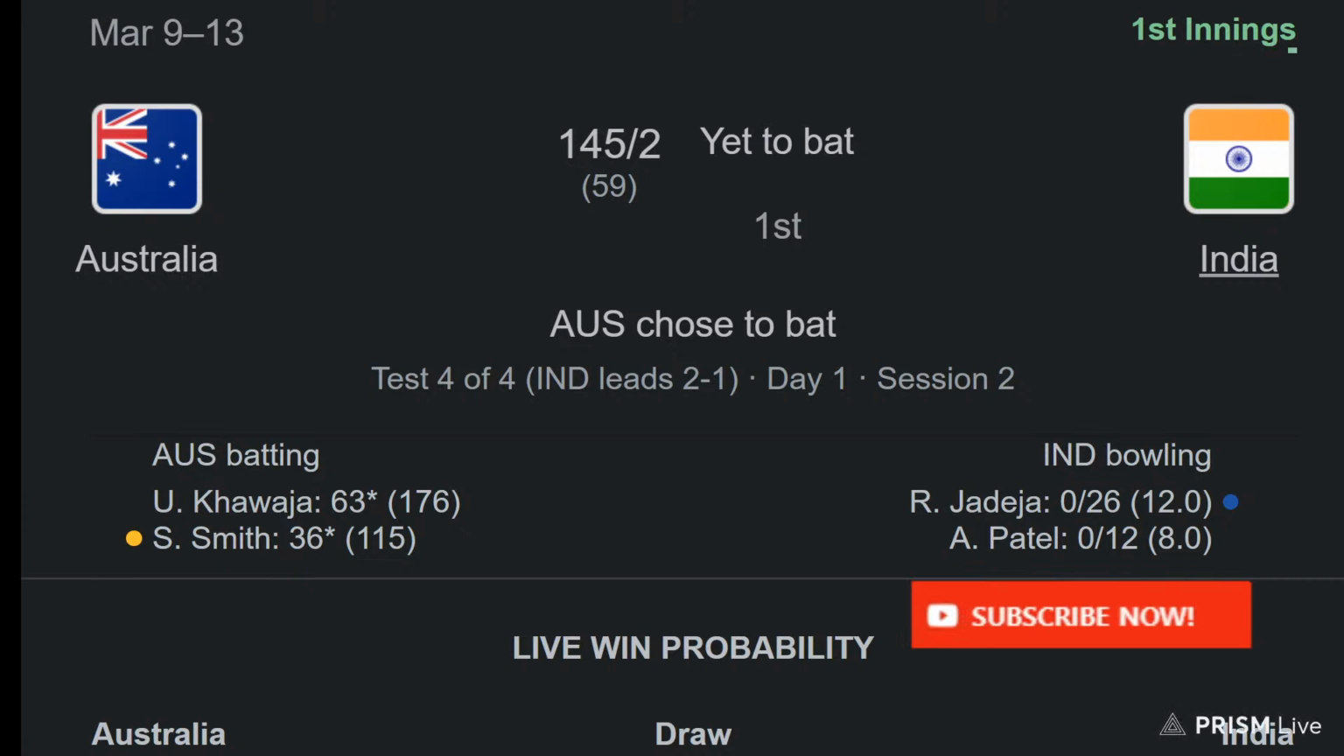Smith, 145 for the loss of 2 wickets. Axar Patel to Smith. Here comes Patel to Smith.